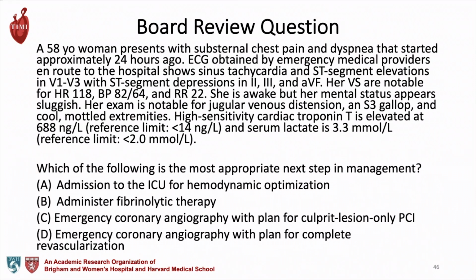Her exam is notable for jugular venous distension, an S3 gallop, and cool mottled extremities. Her high sensitivity cardiac troponin is elevated at 688, and her serum lactate is elevated at 3.3. Which of the following is the most appropriate next step in her management? Is it A, admission to an ICU for hemodynamic optimization; B, administration of fibrinolytic therapy; C, emergency coronary angiography with plan for culprit lesion only PCI; or D, emergency coronary angiography with plan for complete revascularization?